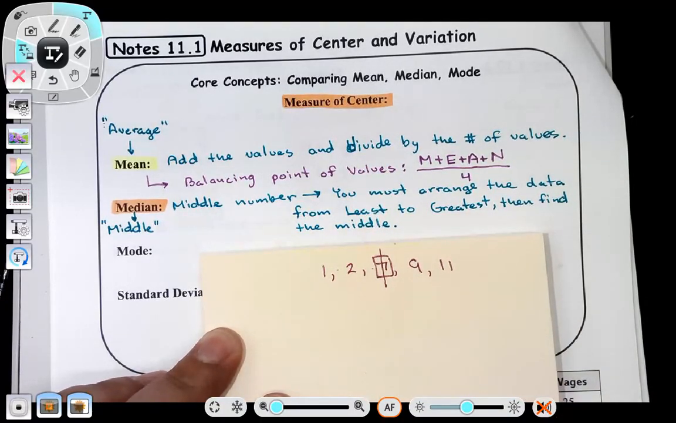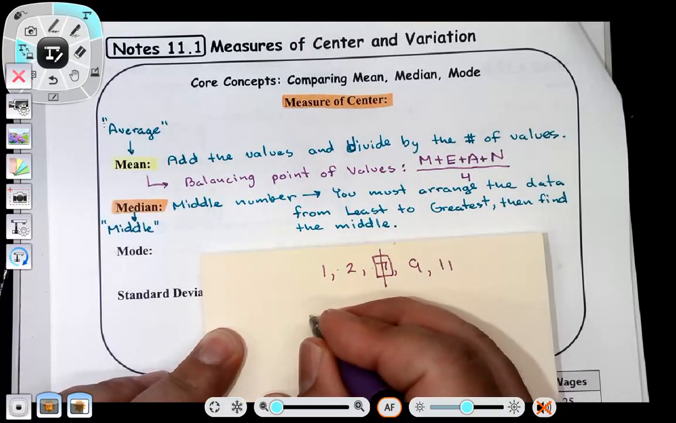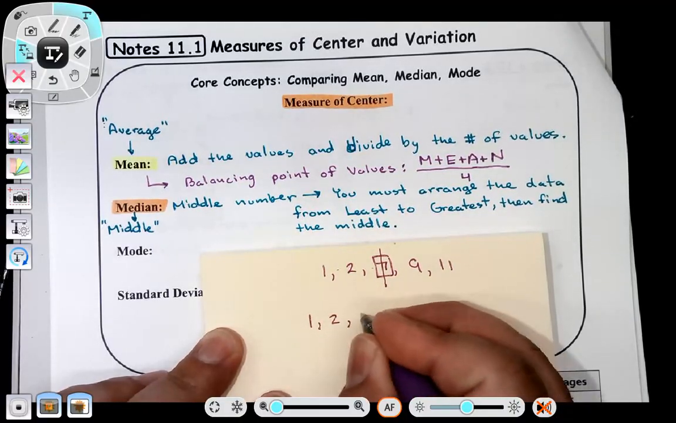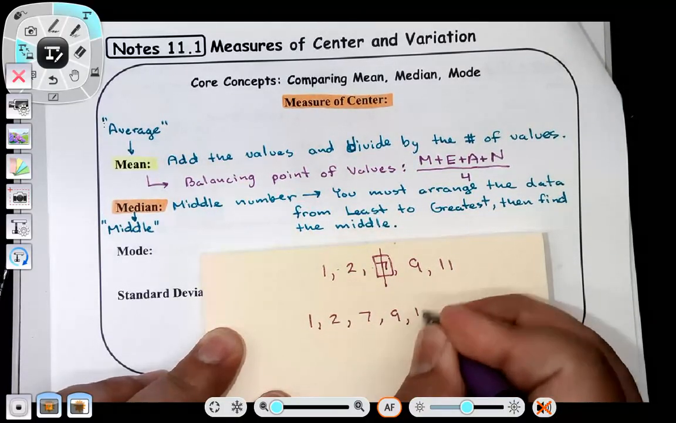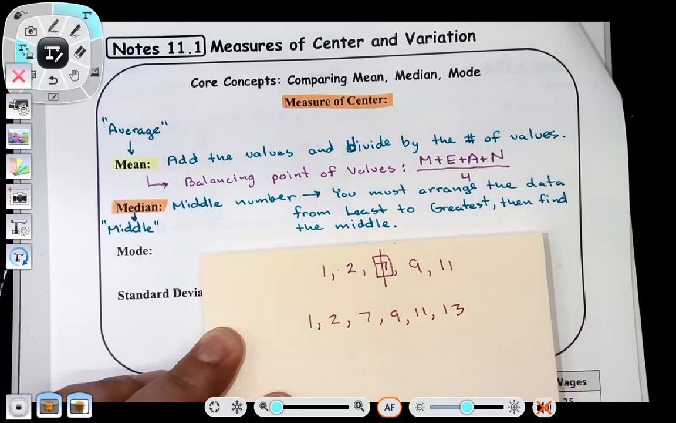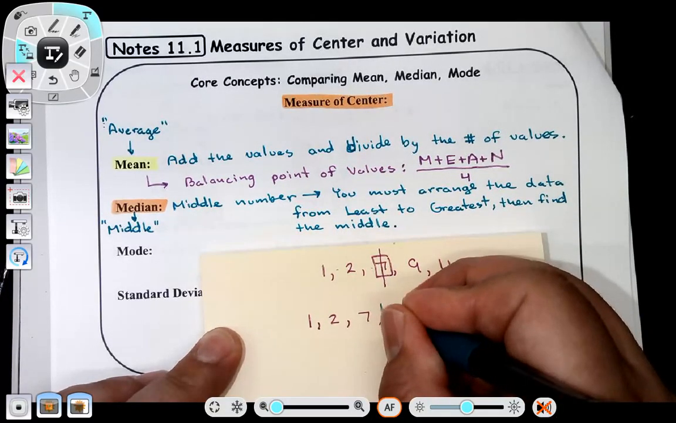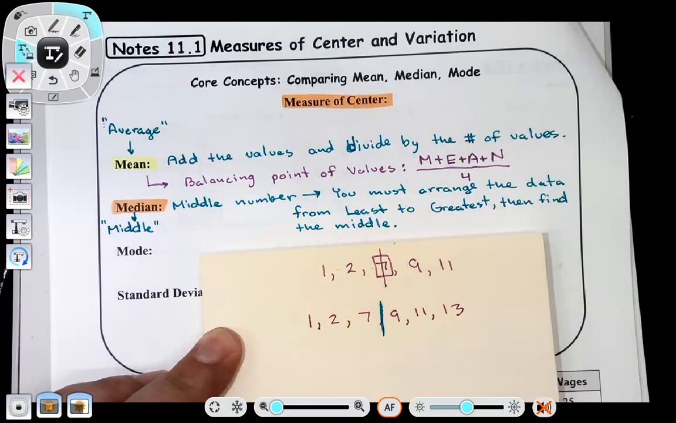So now, here's where it gets a little interesting. What if I did this list of numbers instead? 1, 2, 7, 9, 11, 13. All right, well now how many numbers are on that list? 6 of them. So when I say go right to the middle, is there an actual middle number? No, you see the cut would happen right here. This is the middle, but there is no number there.